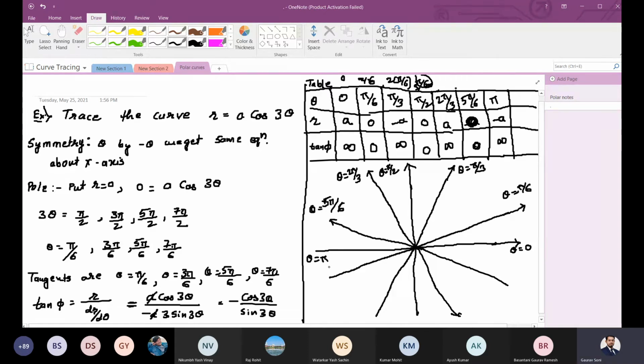What is happening at theta equal to 0? Where is your curve? The value of r is a. Theta equal to 0, the value of r is a. If this is the point a, the distance from the origin is a. So at theta equal to 0, your curve is here. What is happening at theta equal to pi by 6? The distance from the origin is becoming 0. So it must go near and near to 0. And at pi by 6, it must intersect the origin. Right?